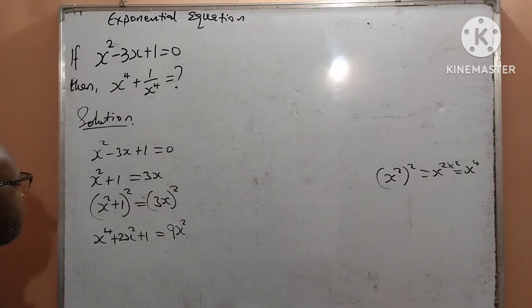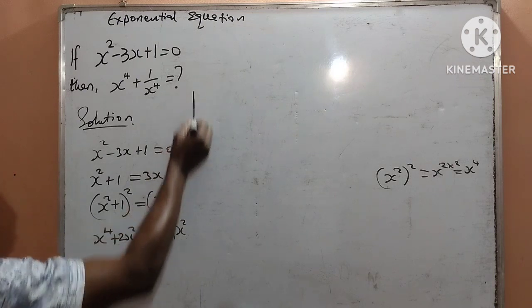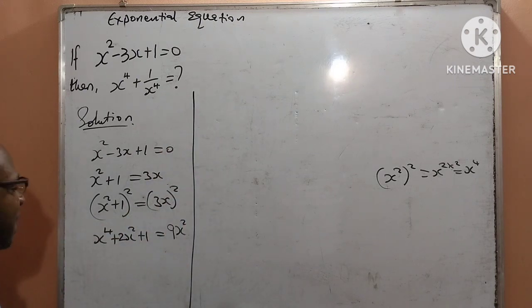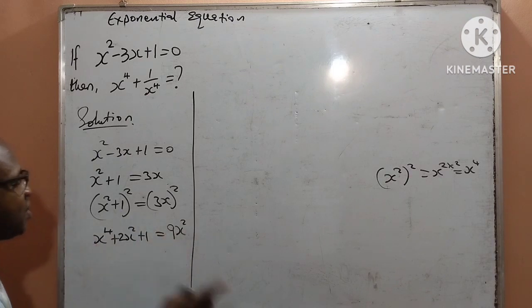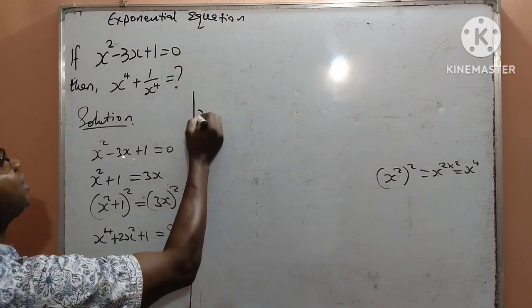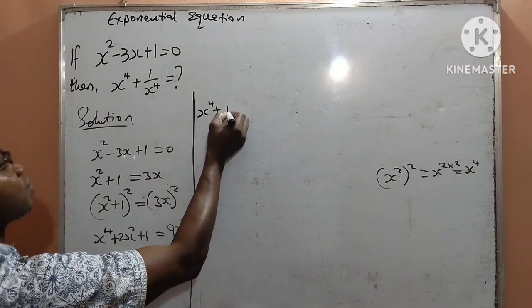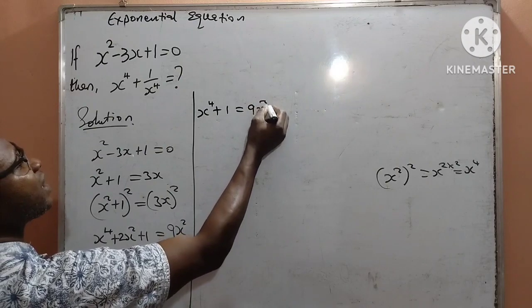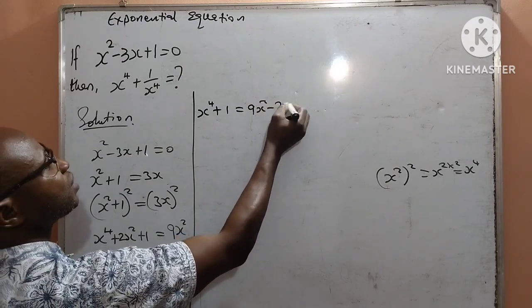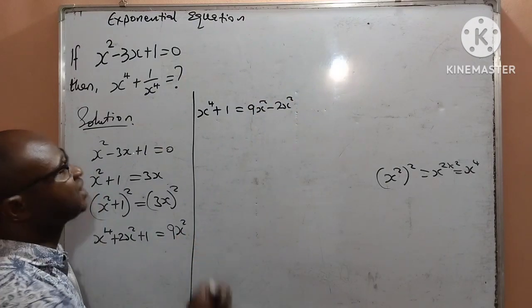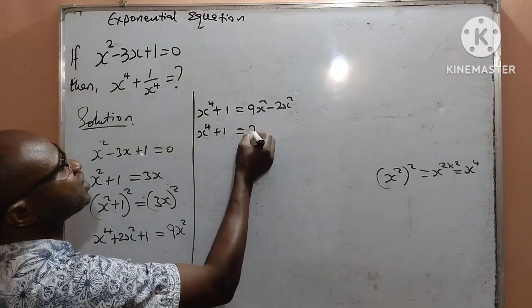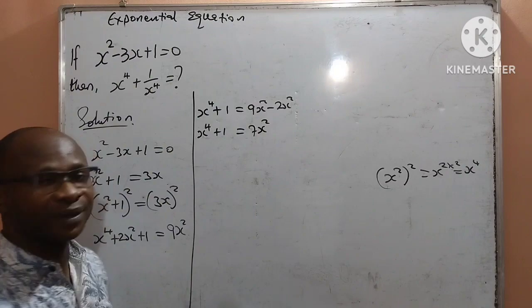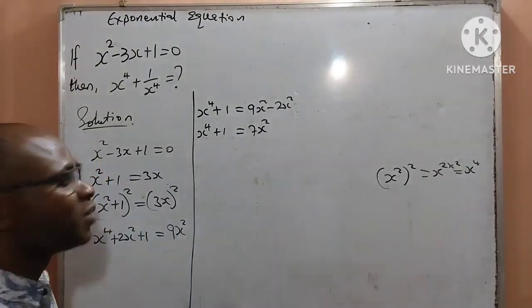Good. At this point, I can just collect like terms by moving these 2x squared to the right hand side, since I have 9x squared by the right hand side. And that becomes for me x raised to the power 4 plus 1 equal to 9x squared minus 2x squared. By this, I am going to have x raised to the power 4 plus 1 equal to 7x squared. Beautiful. We keep moving on.